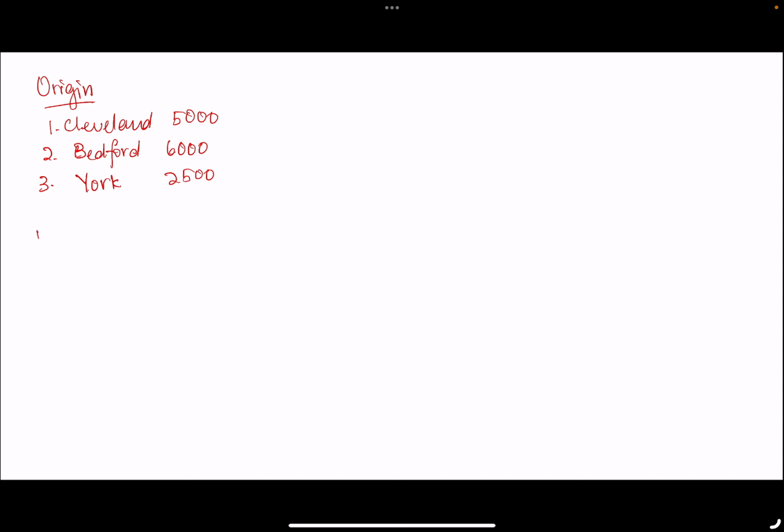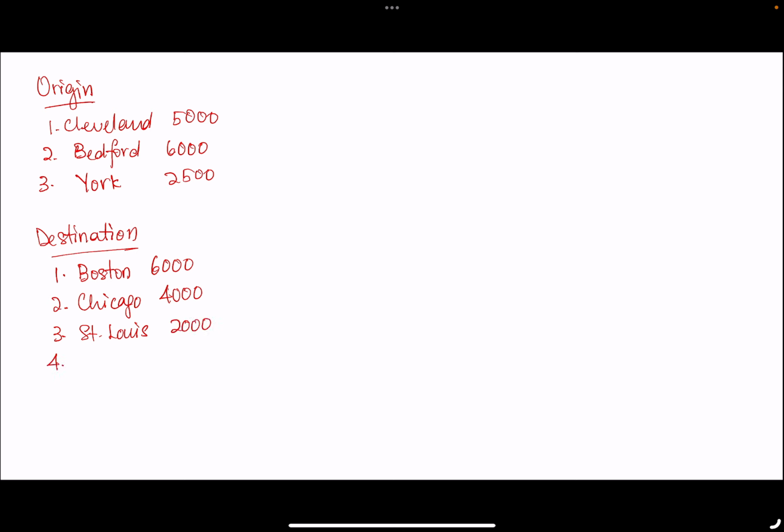And then the destinations, we have 4 destinations. The first one is Boston at 6,000 units. Number 2, we have Chicago at 4,000 units. The third one is St. Louis at 2,000 units. And the 4th destination is Lexington, with 1,500 units.